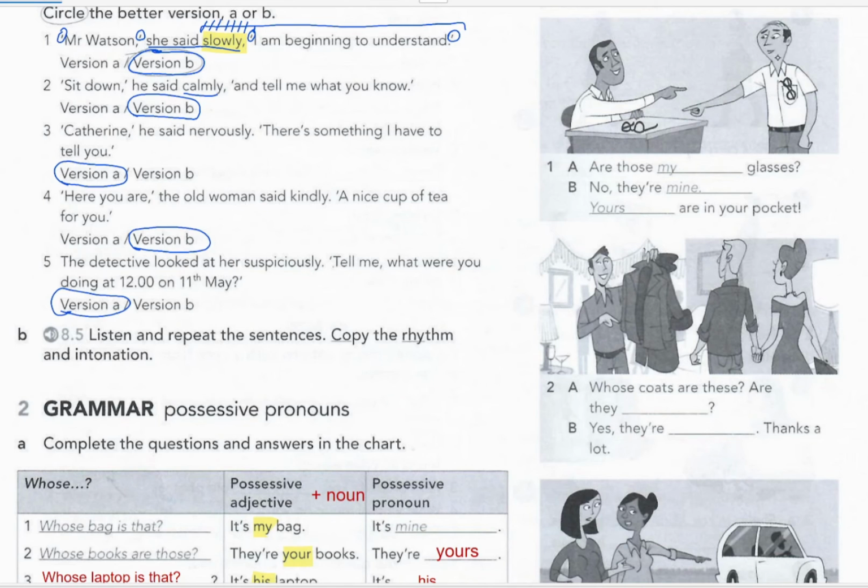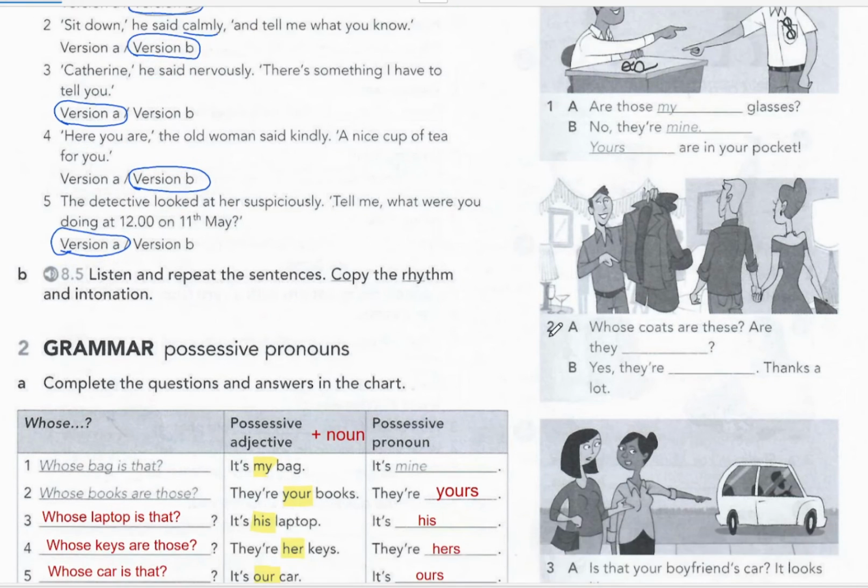Okay, so question number 1. This guy is asking about these glasses. Are those my glasses? And this guy is saying, no, they are mine. Yours are in your pocket. As you can see, there are glasses in the pocket. So yours are in your pocket. So that's done, guys.